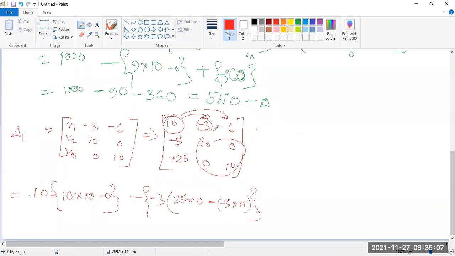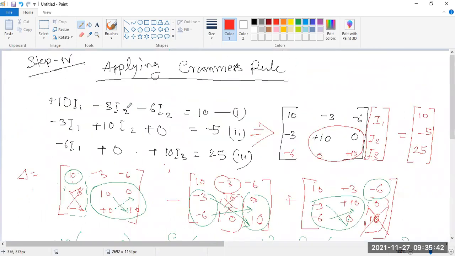Okay, then this is 6, minus, again plus. So -6 is there, so this area. So -5 into 10, and that is minus, that is -5 into 10, and 25 into 0. Look at this equation. Yes.